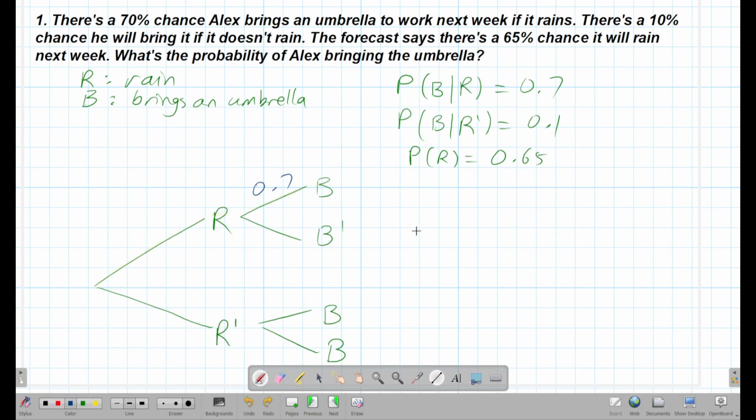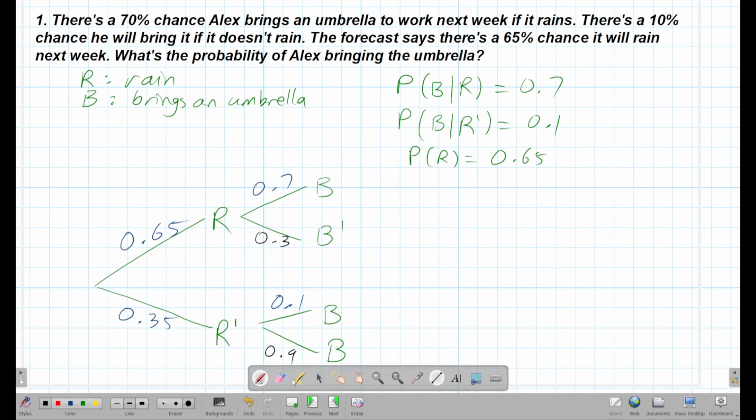Okay, so then it also tells us that if it doesn't rain, the probability of him bringing his umbrella is 0.1. And finally, the question ends by telling us that the probability of it raining is 0.65. So that's great. I can kind of just fill in the rest of the tree diagram. So this here is going to be 0.35, because we just do 1 minus 0.65 to get that 0.35. And I could fill in the rest, but I don't need to. I will for this question, just for completeness, but I don't need to.